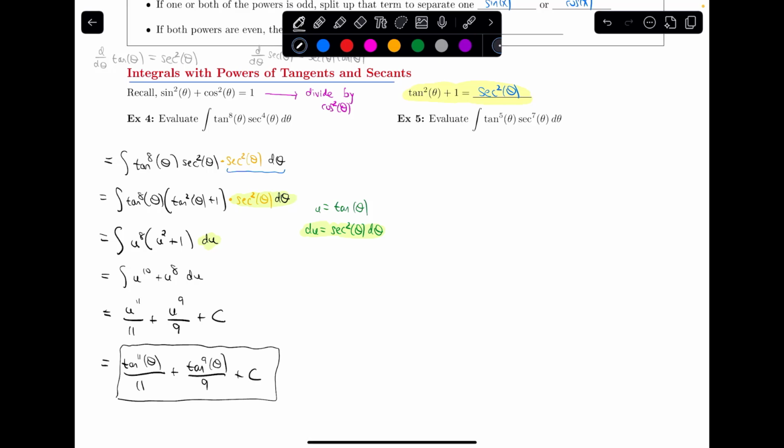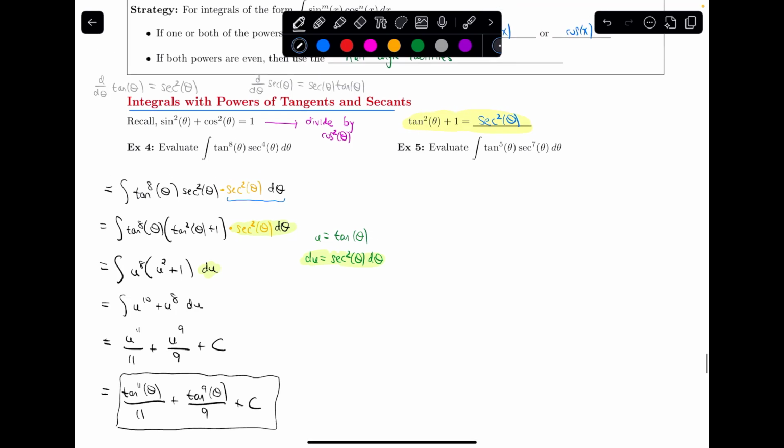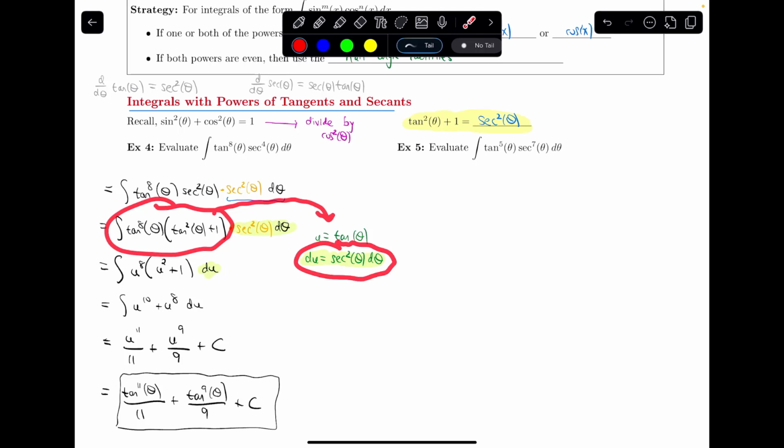So the key again to making this one work was the fact that I could split out this secant squared theta, which was going to make a u sub work really nicely as long as I can convert everything else to be in terms of tangent. And I was able to do that here. So that when I made my u sub and let u be tangent, well, du was secant squared theta d theta, and I had already split that out at the beginning. So that made this u sub work out perfectly.